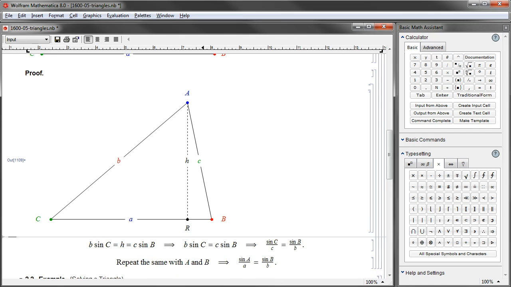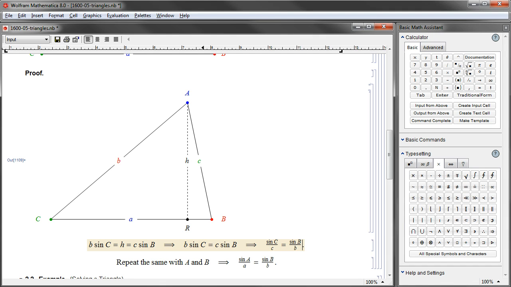Now if you look at the right hand side right triangle, then we have angle capital B and hypotenuse is c, and H is the opposite. So by the same argument we have H is equal to c sine of B. Setting these two equal, b sine of capital C and c sine of capital B, we get b sine of capital C is equal to c sine of capital B. Dividing both of them by bc, we get the desired result. Sine of capital C over small c is equal to sine of capital B over small b.